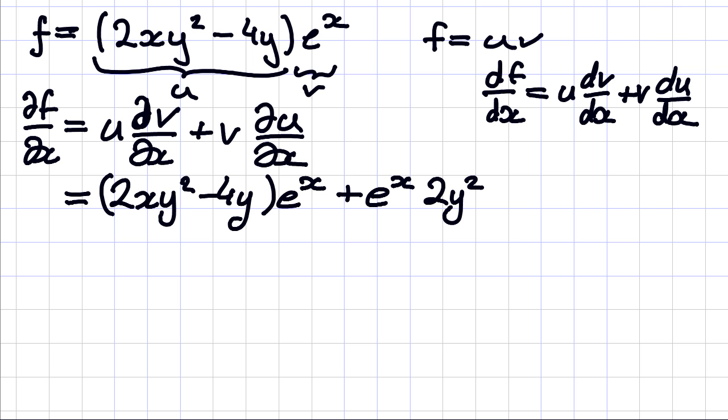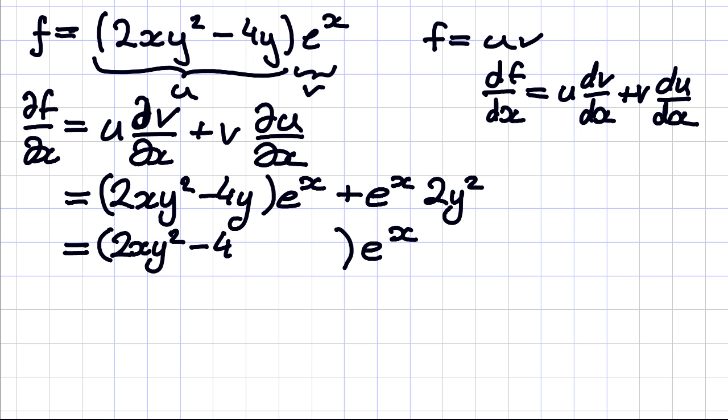So I'm finished, except that I'd like to tidy this up a bit for when I come to take second order derivatives. So I'm going to write everything as something times e to the x, which is a common factor. So I keep 2xy squared, I keep minus 4y, and now from the other term I also need 2y squared.